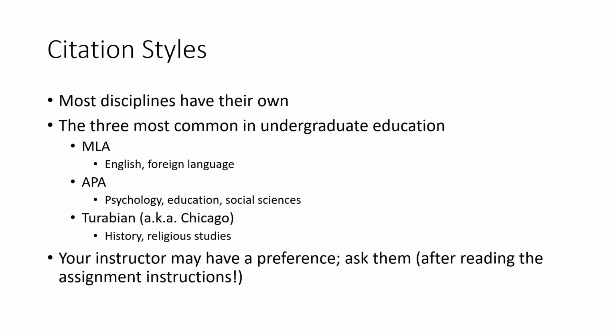Turabian is what history uses. It's also called Chicago, and it's used in history and theology and religious studies. All of these formats sometimes are used in sort of modified ways, more or less in other fields also. But many other fields have their own. There is a science style, and sometimes that is actually divided up into a chemistry style and other sciences. There is a style for journalism, which is AP style. But these are the three big ones.